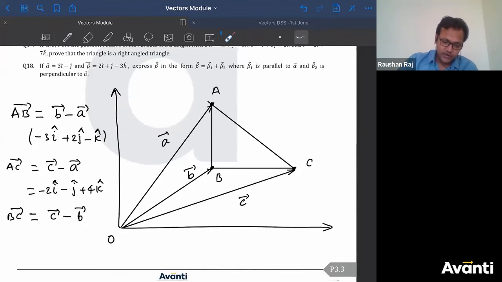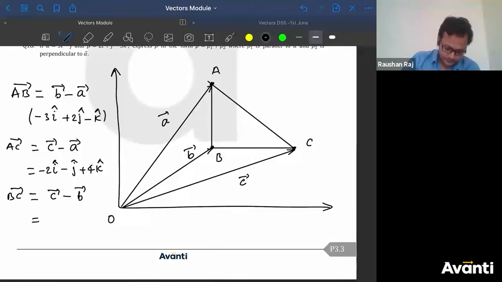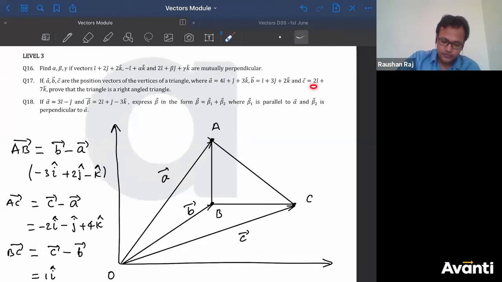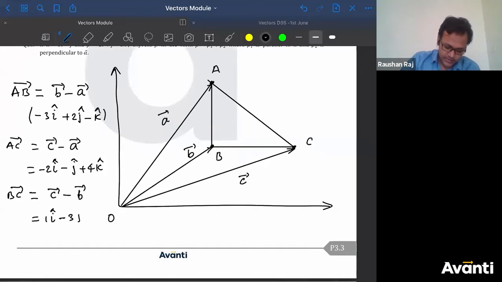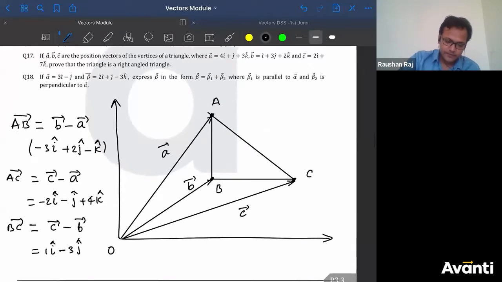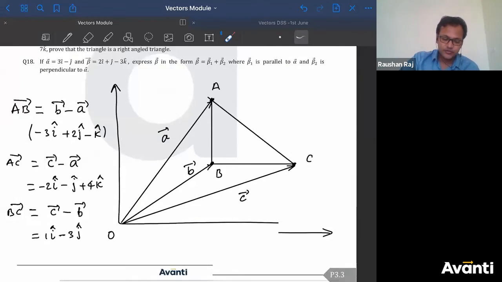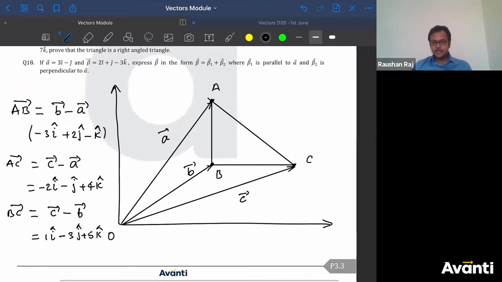तो C minus B क्या होगा? देखो जल्दी से. So 2 minus 1, 1 i cap. J cap तो है नहीं, तो I'll get 0 minus 3, minus 3 j cap. Now k cap: C is having 7 k cap, B is having 2, so 7 minus 2, 5 k cap. So these are the three sides of a triangle.